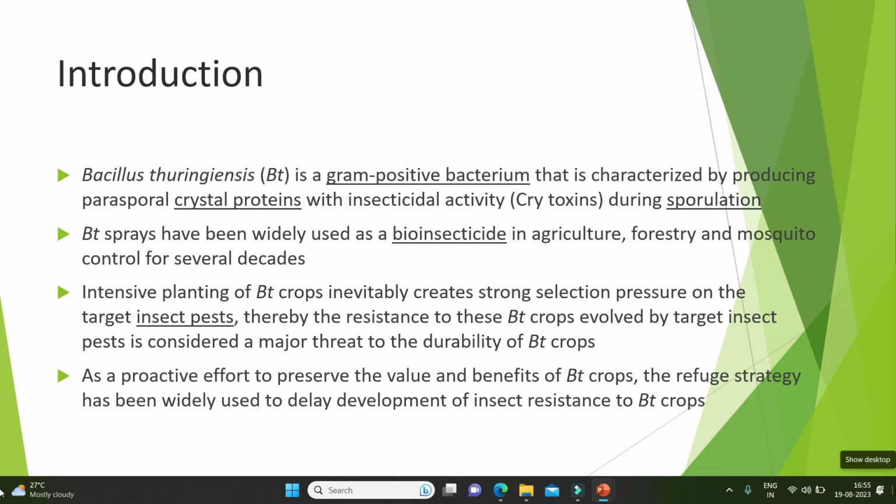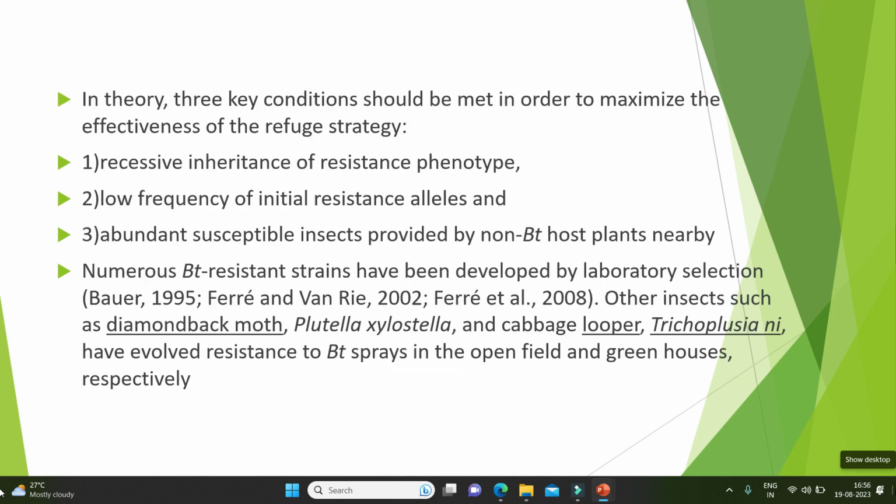Bt is a gram-positive bacterium characterized by producing parasporal crystals, which are insecticidal and are activated during sporulation. Bt comes in different varieties. It is mainly used as sprays, as a bioinsecticide in agriculture, forestry and mosquito control. Nearby our homes we can sometimes see the government providing it to control mosquitoes. It also comes in spray form, and mosquito prevention can be done by BT. Intensive planting of BT crops inevitably creates strong selection pressure on the target insects.